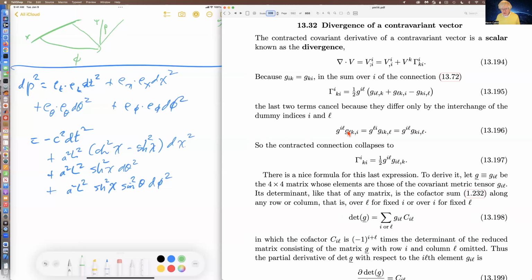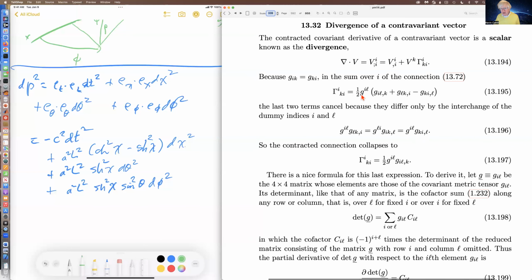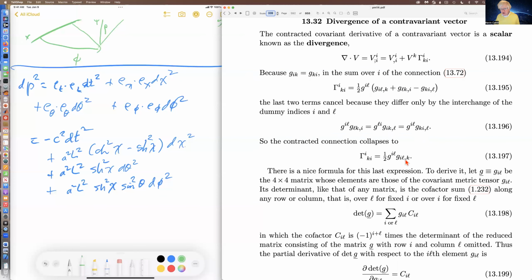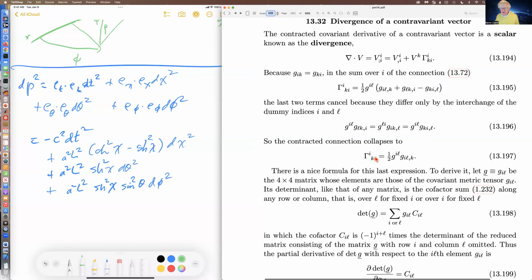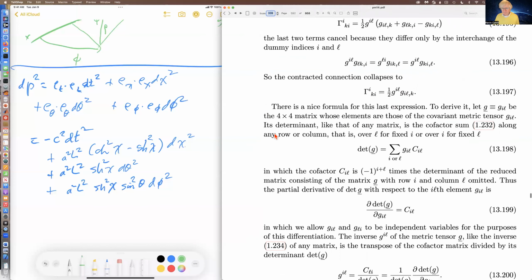Okay, to go from there to there was the interchange of i with l without using the symmetry of the metric tensor. If you now use the symmetry of the metric tensor, you get this expression, and then this is the same as that times that, and so these two terms cancel, and you just have this term. And so that is 1/2 g^{il} g_{il,k}. So this structure here is simpler than it looks, and it's just equal to that.